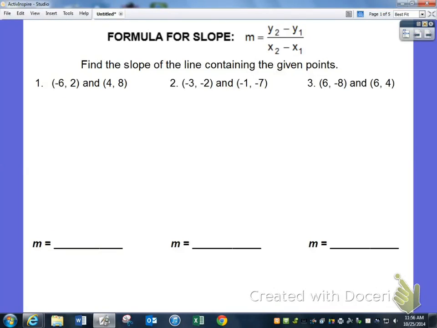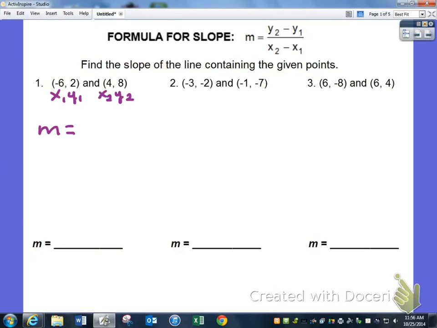Okay, this video is over finding slope from 2 points using the slope formula. As you can see at the top of the screen, it says that the slope formula is m equals y2 minus y1 over x2 minus x1. The points would be labeled x1, y1, and x2, y2. And so all we do is plug numbers into the formula.